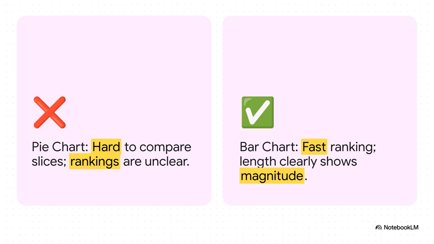Wow, the difference here is just night and day, isn't it? If you look at that pie chart, trying to tell the difference between a 4.7 and a 4.6 rating is nearly impossible. That's because our brains are actually terrible at comparing angles. But look at the bar chart. The answer is instant. We are amazing at comparing lengths, and because the bars are sorted, the ranking is just effortless.